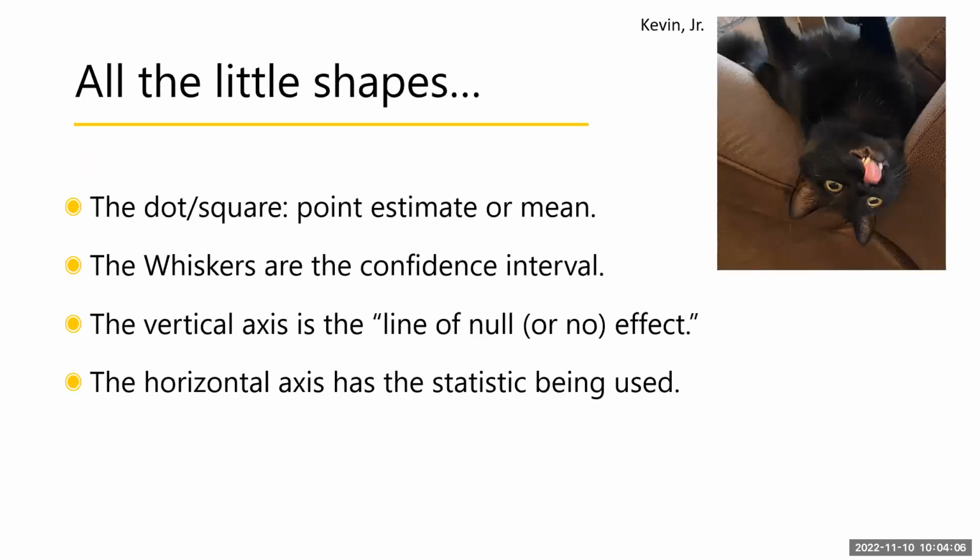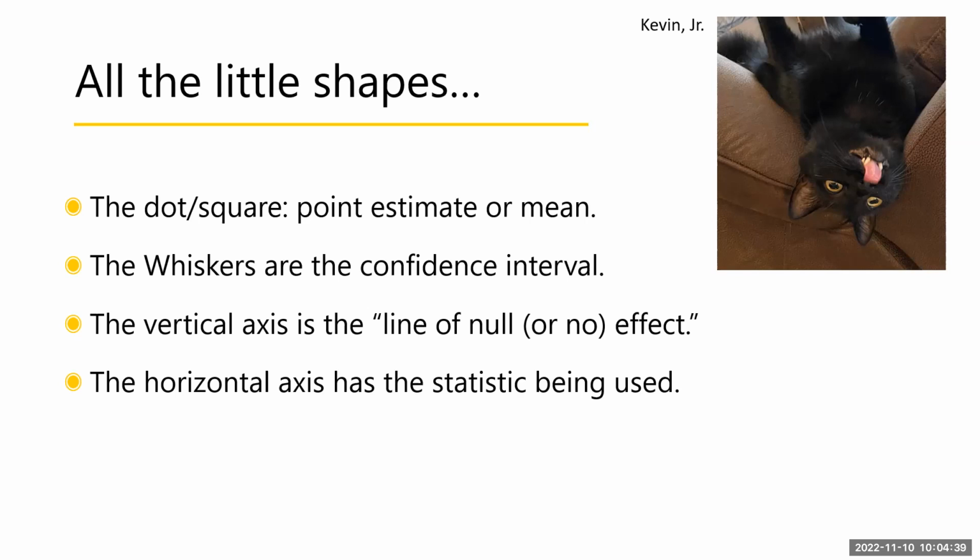Okay, so these forest plots have a ton of little shapes. The first thing we want to do is get an idea of what all these little shapes are. So in a forest plot, you will have a point estimate, and that point estimate is the mean or the average, right? So it's either represented by a dot or a square. And then the whiskers you see, that's the confidence interval. And we're going to see why this is important.